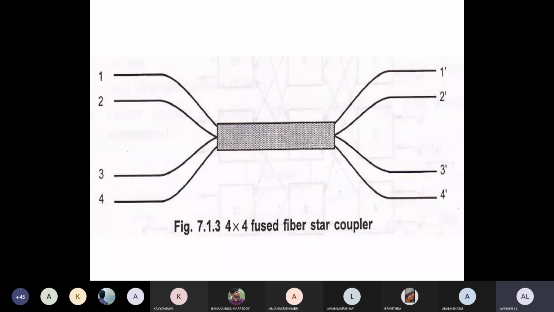So you take this particular diagram, there is a 4 cross 4, 4 inputs, 4 outputs. On the input side we have taken 1, 2, 3, 4. On the output side we have taken 1 dash, 2 dash, 3 dash and 4 dash. So this particular diagram is called as what? 4 cross 4 fused fiber star coupler.